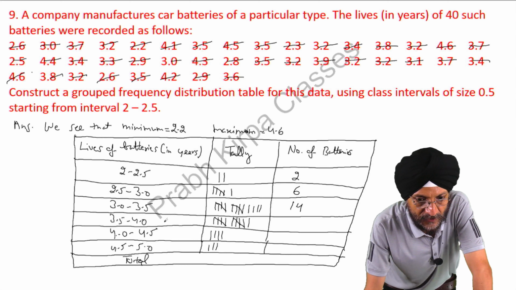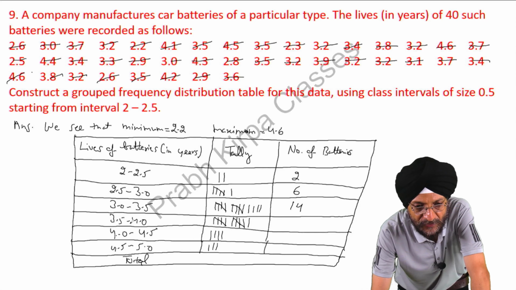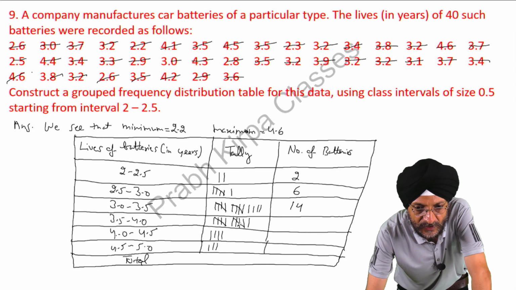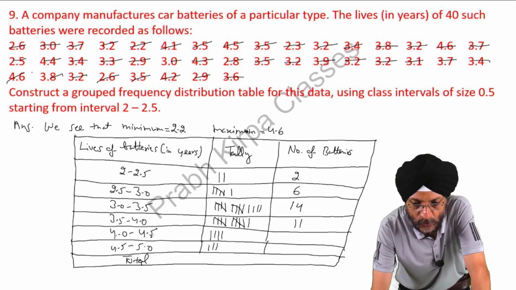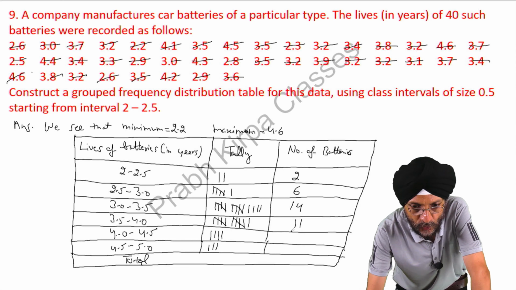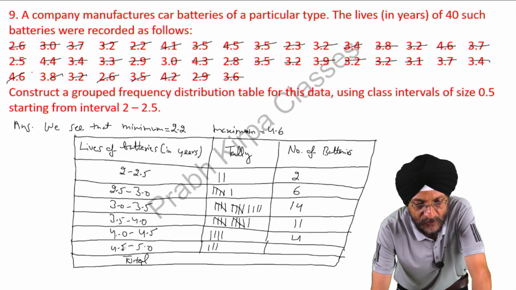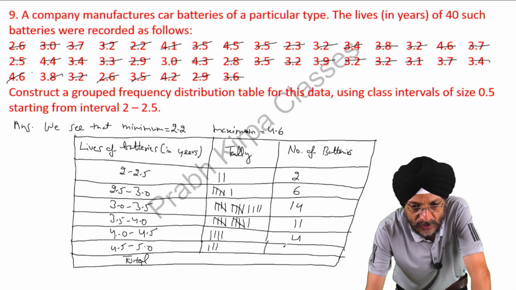Now the next are the batteries which are having life 3.5 to 4 years. These are 5, 5, 5, 10 plus 1, 11. 4.0 to 4.5, these are 4. Next is the number of batteries having life in between 4.5 up to 5 years. These are 1, 2, 3, 3.